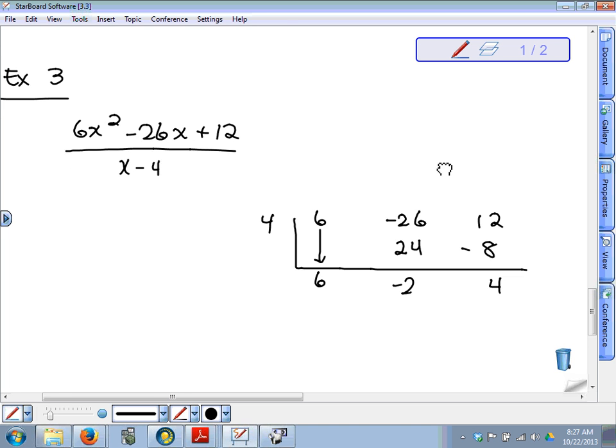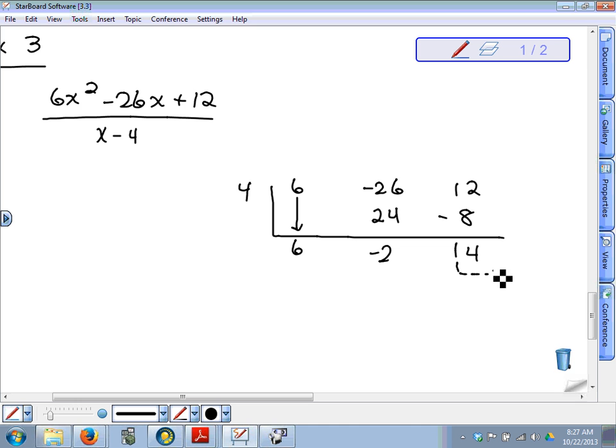Here's how you interpret the results. The last number is the remainder. Now flip back to example 1. Check example 1. Did we get a remainder of 4? Okay?